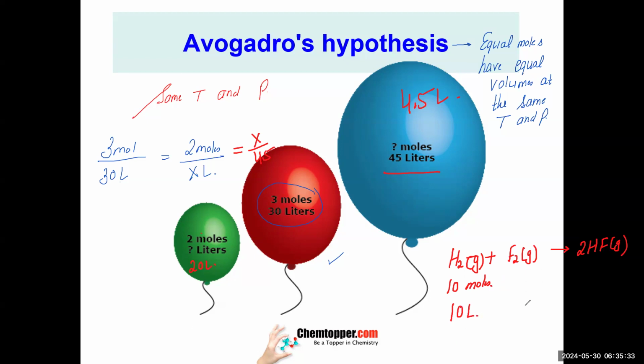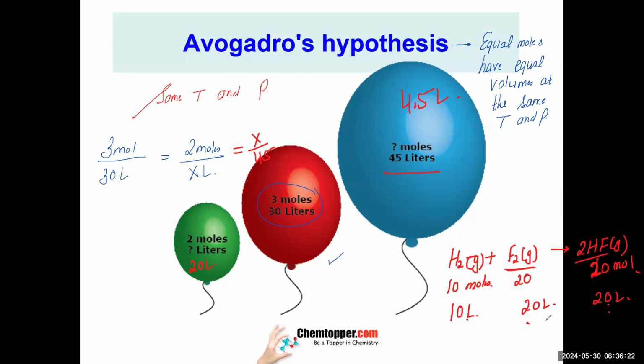And if I give you the volume of F2 as 20 liters, can you tell me how many moles of F2 will be there? 20 moles. And if I give you this as 20 liters, this one, so how many moles of HF is formed? This is also 20 liters. So 10 moles is 10 liters. So 20 liters will be 20 moles, isn't it? Agreed, Mayank?